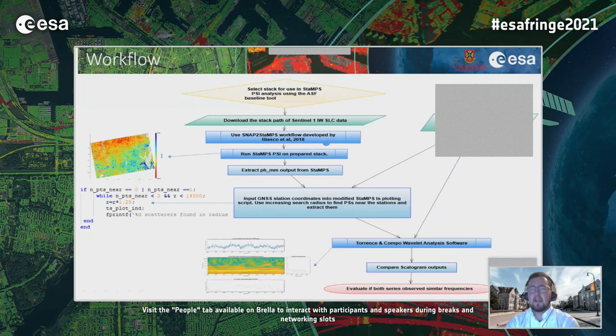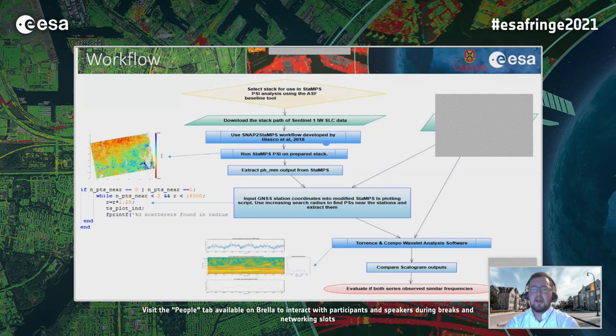So our methodology: we selected our stack for use in the StaMPS PSI analysis using the ASF baseline tool. We downloaded the stack and processed it using the SNAP to StaMPS workflow developed by Foumelis, which is a series of processing graphs which run on the Sentinel Application Platform, which prepares the stack for use in StaMPS. We ran the StaMPS PSI analysis on the prepared stack and extracted the PS output from StaMPS, which includes the persistent scatter time series of the output.